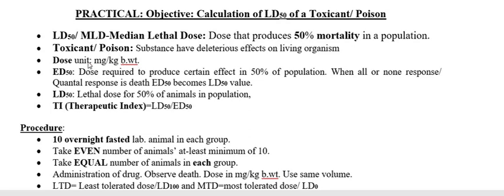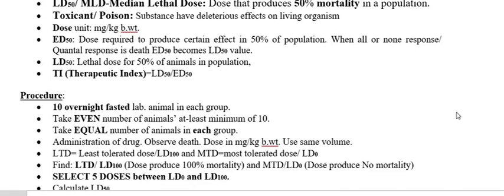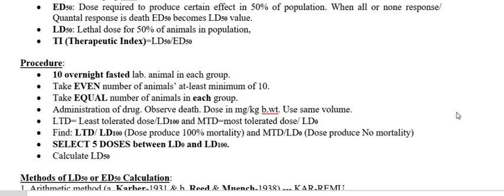Another word is dose. Usually for a poison or a toxicant, we use the dose in milligram per kg body weight of the animal. This may be by any route; it may be oral or parenteral. So this is all about the terminology. Now we have to go through the procedure. Usually to calculate the lethal dose in experimental animals, we follow this protocol, and the procedure consists of these points.